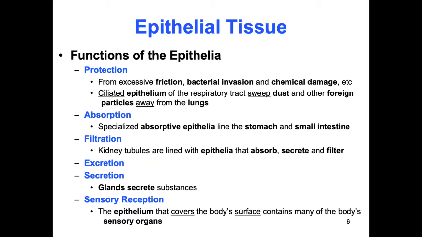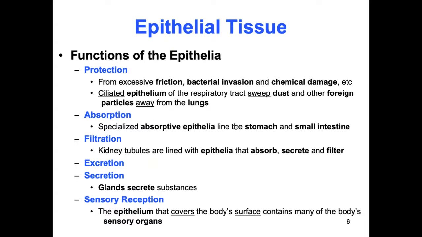And then again, we just introduced you to ciliated epithelium that we find in the respiratory tract to sweep dust particles and any other foreign particles up and away from the lungs. Why and how? Because those cilia are beating rhythmically superior.